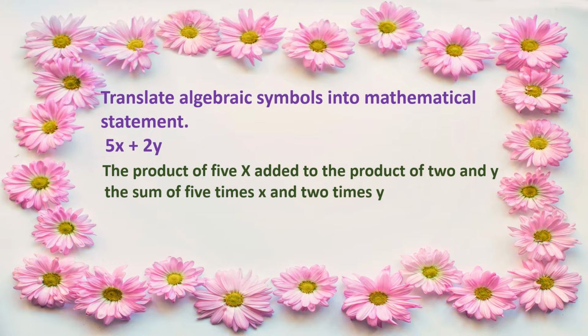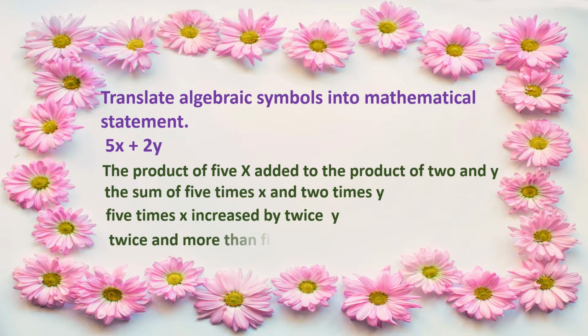You can write like this also, sum of 5 times x and 2 times y, then 5 times x increased by twice y. Okay, so you can replace the terms by equivalent words. So 5 times x increased by twice y, and also we can write twice y more than 5 times x. So like this we can write the same statement 5x plus 2y in different ways.